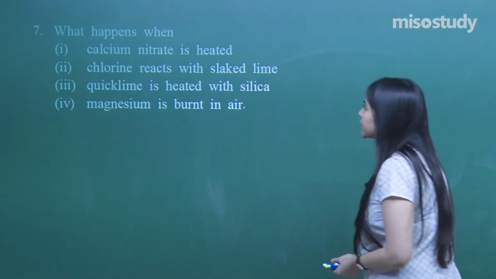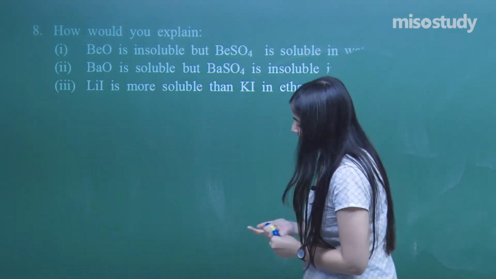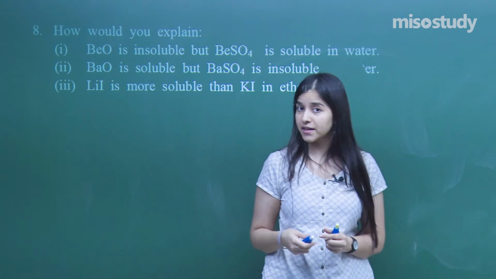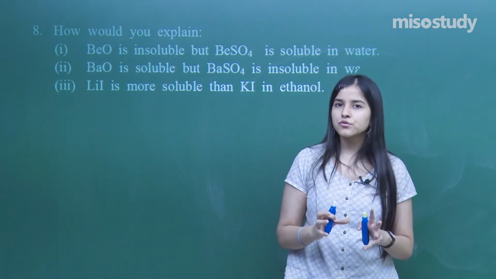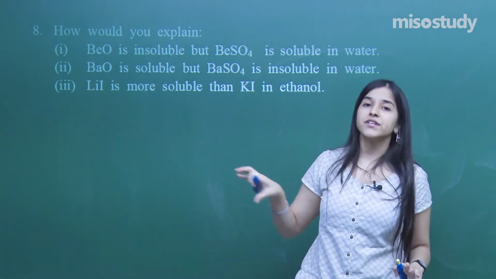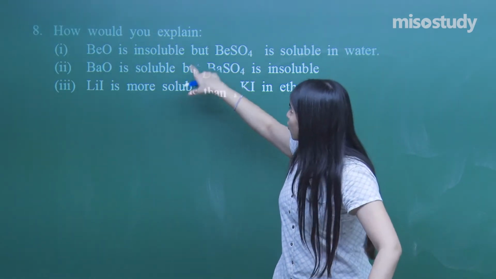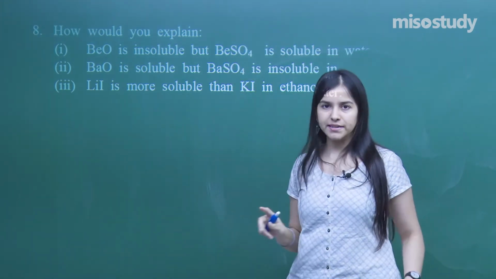Let's move to question number 8. How would you explain? Now, this question has been picked up straight away from the NCERT. I wanted to discuss this because some of the students face difficulty in answering this type of reasoning questions. BeO is insoluble but BeSO4 is soluble in water, right?